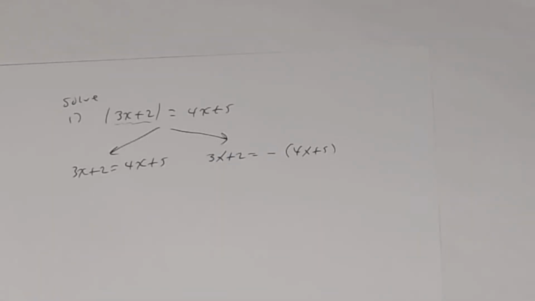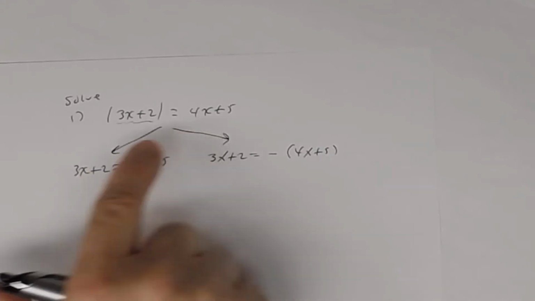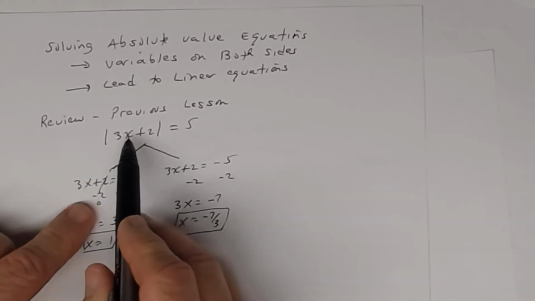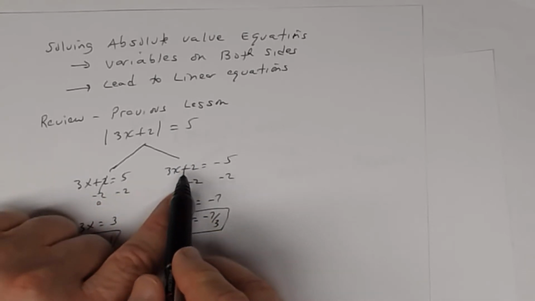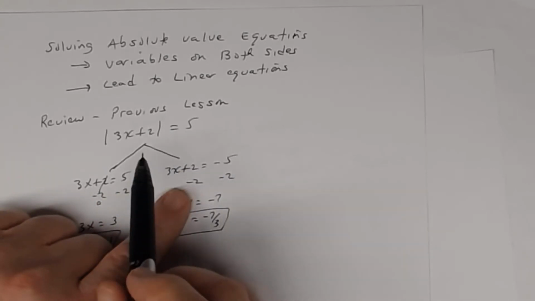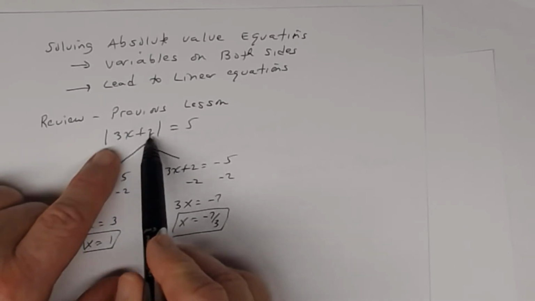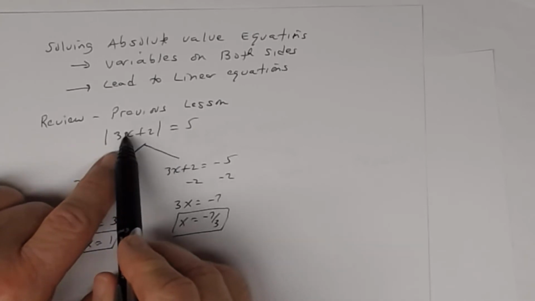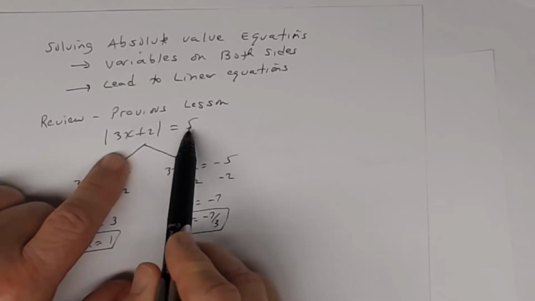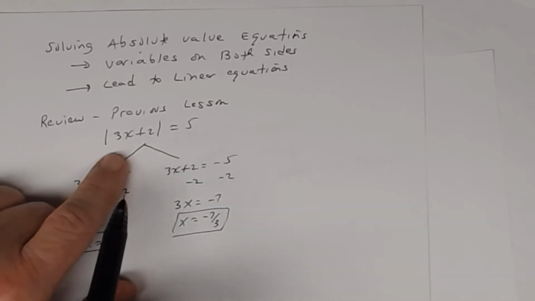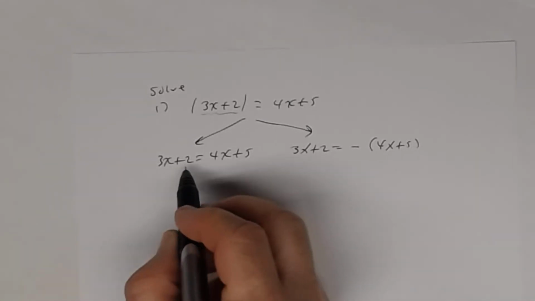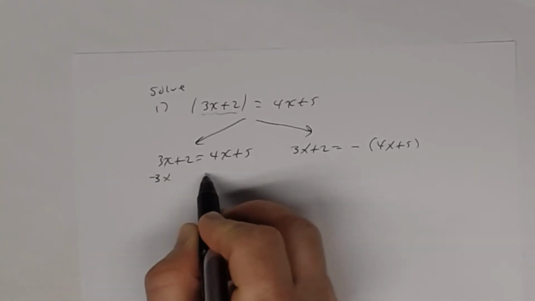So you do it just like you did this one. Compare this with this. When you rewrote this, you said 3x plus 2 has to equal 5, and then 3x plus 2 would equal the opposite of 5 as well. Because if this expression right here is positive, then this and this have to be equal. If this expression is negative, in order for it to be positive, I've got to take the opposite of this side right here, because they're opposites. And so you just solve each linear equation. So let's go ahead and subtract 3x from both sides.